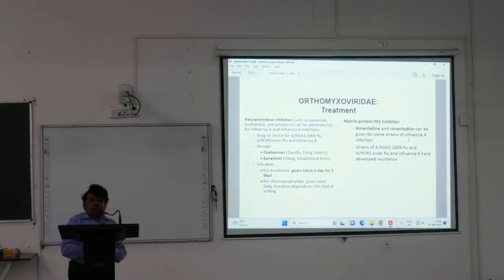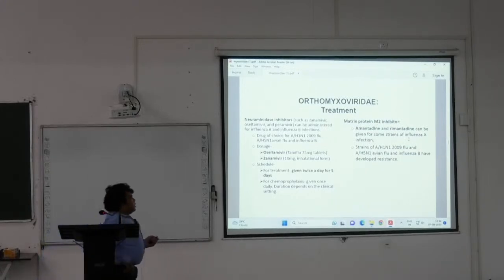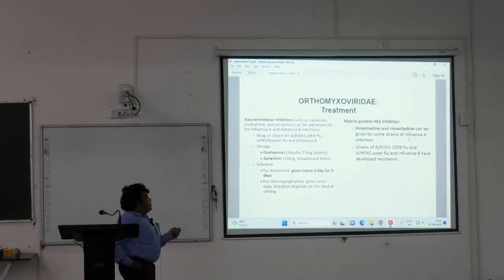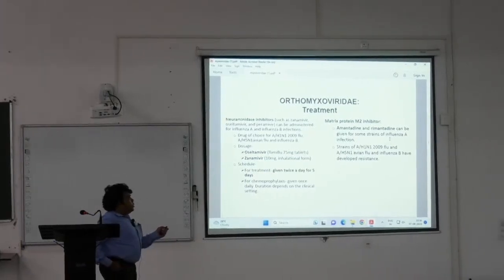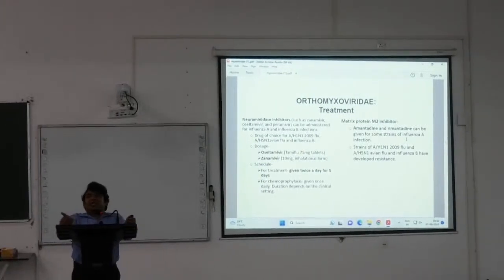Now coming to treatment, just remember two things. Have you heard about Tamiflu? Tamiflu contains oseltamivir and zanamivir. These are given because they are neuraminidase inhibitors. If it is a neuraminidase inhibitor, what will happen? Cell damage will be prevented.